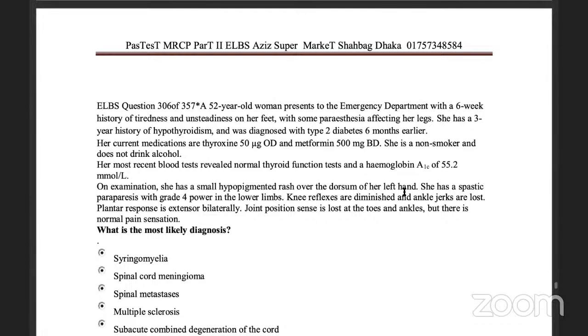Let me read the top again. A 52-year-old woman presents to the ED with a 6 weeks history of tiredness and unsteadiness on her feet, with some paresthesia affecting her legs. She has a 3-year history of hypothyroidism and was diagnosed with type 2 diabetes 6 months earlier. Current medication thyroxine and metformin, non-smoker, does not drink alcohol. Her most recent blood test revealed a normal thyroid function test and hemoglobin. On examination, the options are syringomyelia, spinal cord meningioma, spinal metastasis, multiple sclerosis, subacute combined degeneration of the cord.